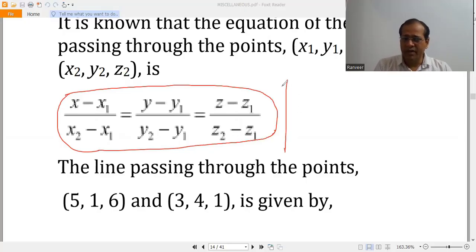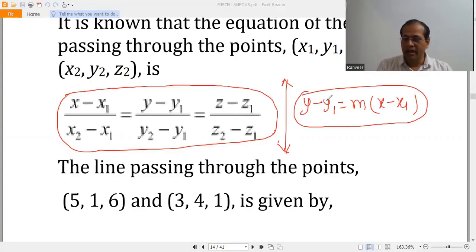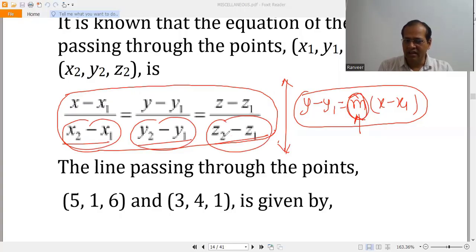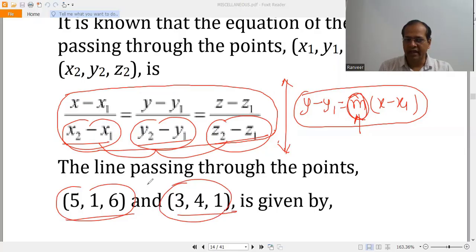Now, always remember this is the same as in 2D, like y − y1 = m(x − x1) when one point is given. What is the most important thing? There is no slope concept in 3D. So in place of slope, we find the direction ratio. All the values in the denominators are nothing but the direction ratios. So if two points are given, we just subtract one point from the other, and we will get the direction ratio.